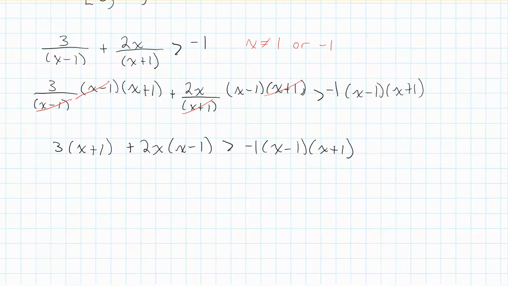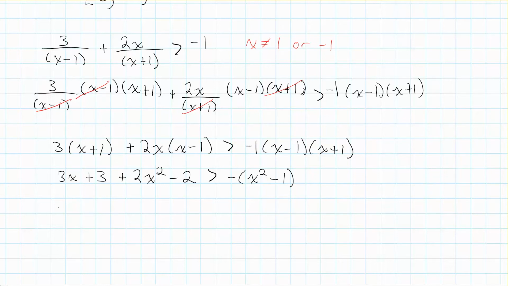Alright, now we've got to solve this, so we'll distribute everything. So we have 3x plus 3 plus 2x squared minus 2 is greater than negative x squared minus 1.